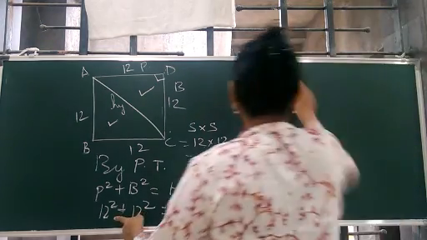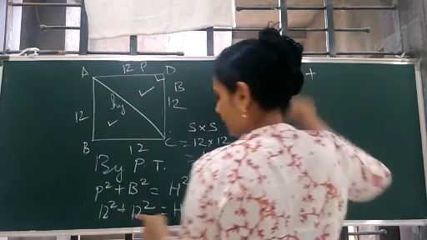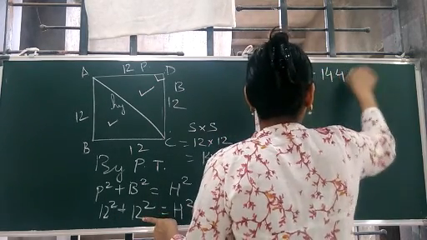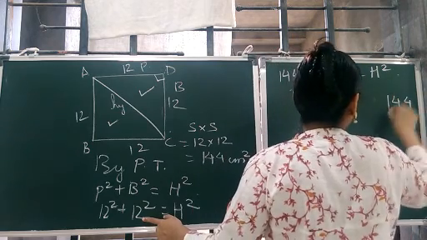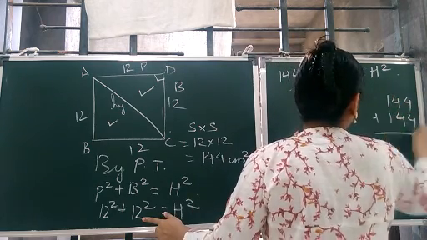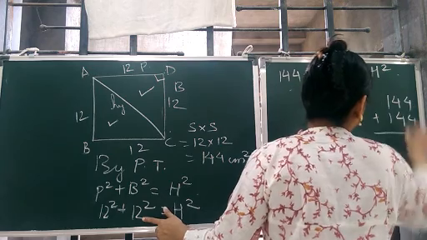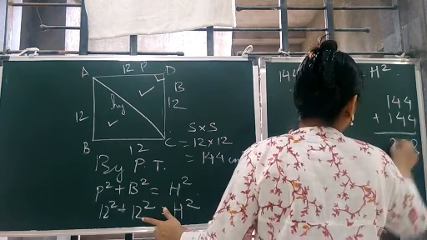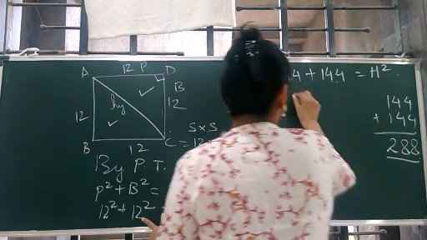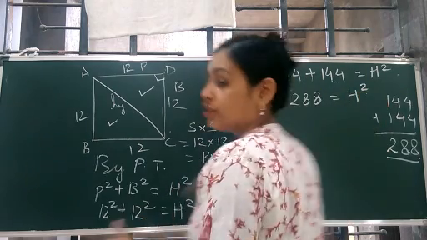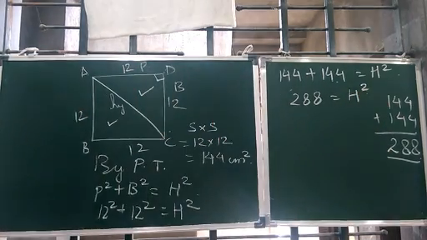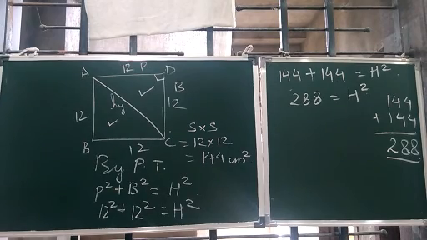12 12s are 144, which is equal to h square. Now 144 plus 144 is 288. 288 is the value of h square, but we don't want to know h square. We want to know h. How to get this h?